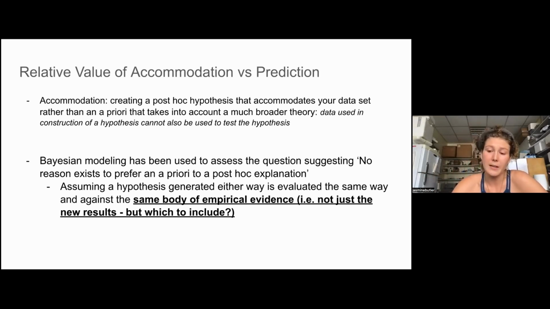Because this is going to need to be larger than just your findings from that experiment. So you're going to need to include something from the literature to test this new hypothesis. And then the question becomes, what are you going to include? And that's a very difficult thing to do well. And certainly in the case where you're pretending it's an a priori when it's not, it just becomes rather invalid.